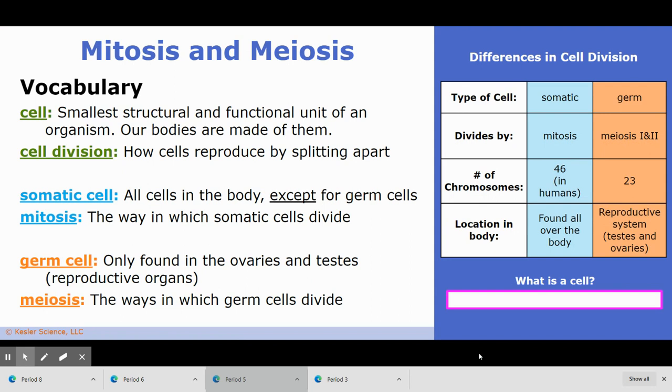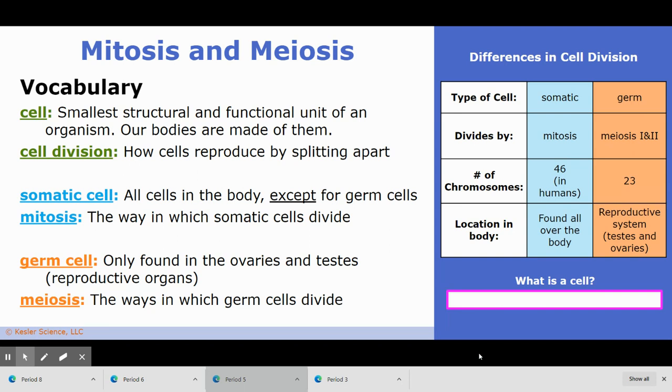All right, here's some vocabulary. We're going to go through the words first, and then I'll explain the diagram on the right. So a cell is the smallest structural and functional unit of an organism. Our bodies are made of them. Cell division is how cells reproduce by splitting apart. That's how we get more cells.